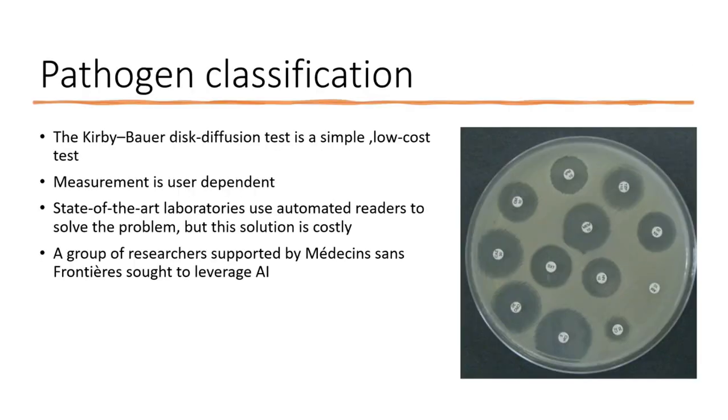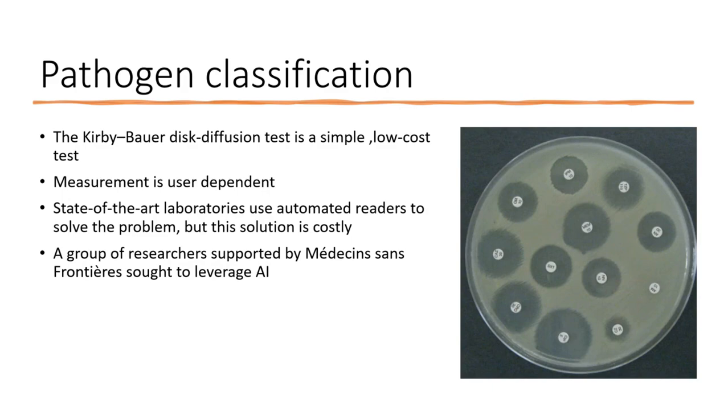Another application of the same would be pathogen classification, and this is the Kirby-Bauer diffusion test. We know about it, where it's a simple low-cost test, and you measure the zone of inhibition and you determine if this pathogen is resistant or not. State-of-the-art laboratories have automated this process. They will put the petri dish in an automated process and find if an organism is resistant or not, but that's not available for everyone. So what about resource limited settings where this might not be available? It's going to have to be user dependent, and that's kind of the downside with this, that it's user dependent.